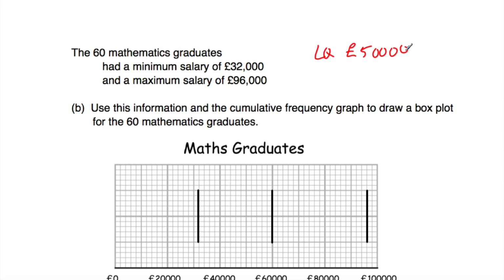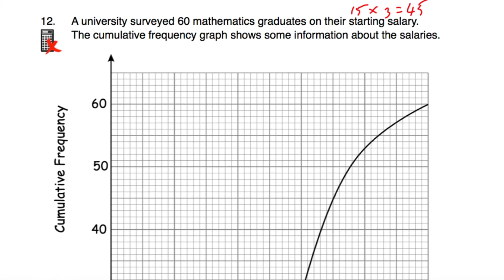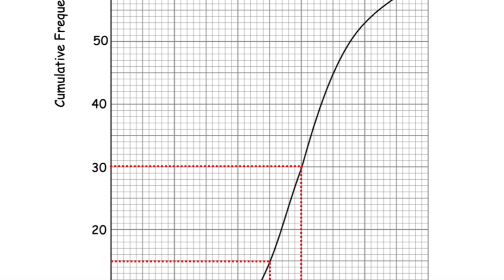So we're going to use £50,000 for the lower quartile. Get our ruler and pencil and draw the lower quartile at £50,000, which is in between the 40,000 and the 60,000 there. Then let's get the upper quartile. If the lower quartile is the 15th value, we do 15 times 3, and that's equal to 45. So we're going to go 45 across and down, and that'll give us our estimate for the upper quartile.